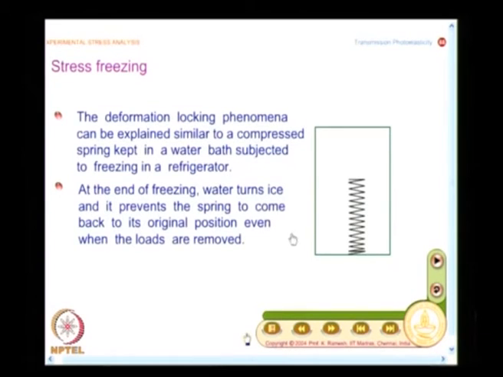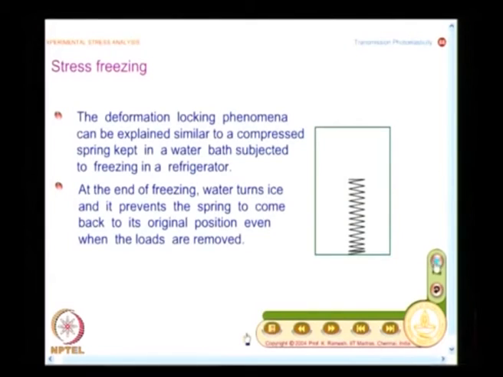And something similar to that happens in the epoxy, and we will not just stop at explaining the process, I will also show by making a cut in the model, the essential stress distribution is not disturbed if you cut it very carefully. If you cut it very carefully, the stress lock will not get disturbed.